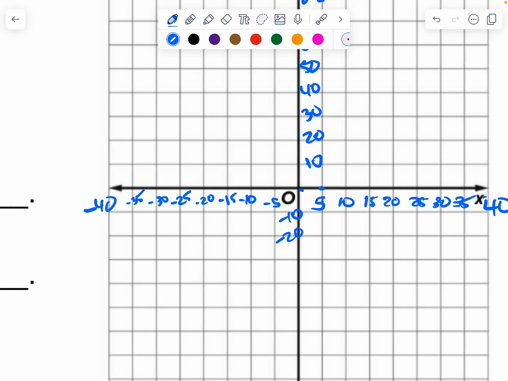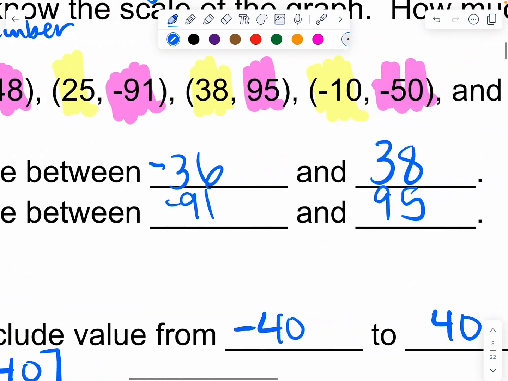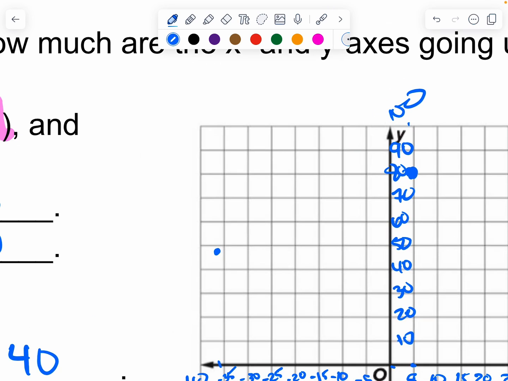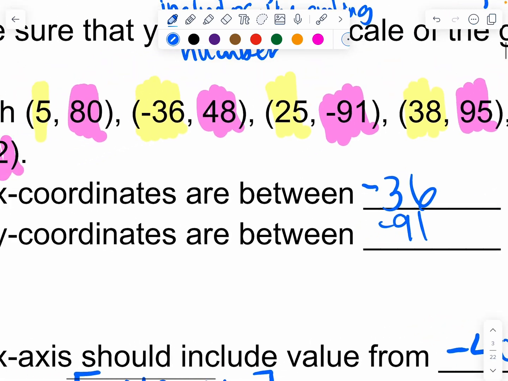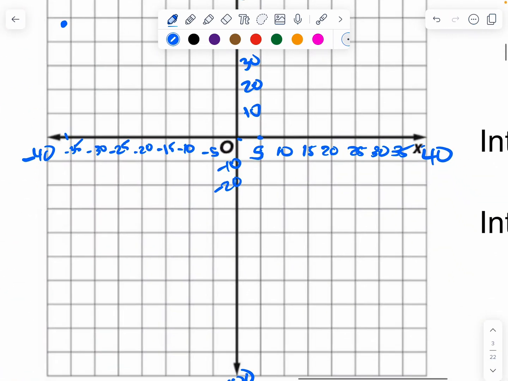Okay, so negative 36, and I've forgotten the numbers already. (-36, 48). Okay, so it's not going to be perfect on here. So negative 36 is going to be like here, and then I'm going to go up to 48, which is about here. Does it have to be perfect? No. Okay, so our next one is going to be (25, -91).